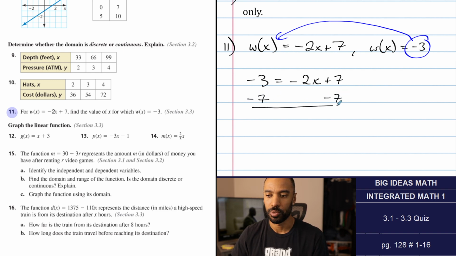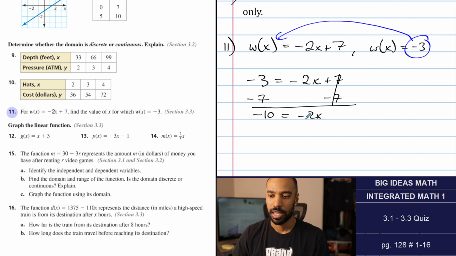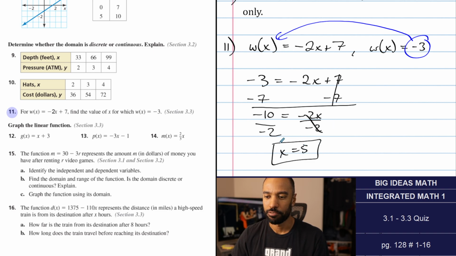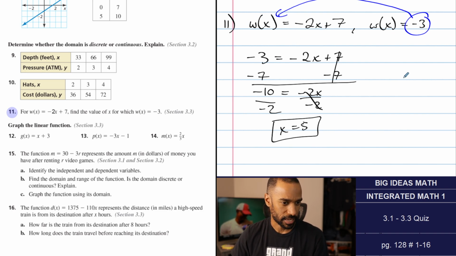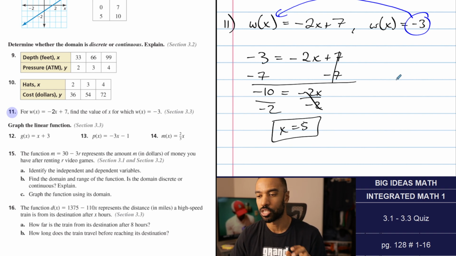This is something we've been doing since chapter 1, so I'm going to go pretty quickly on this portion. Negative 2x equals negative 10, and we divide by negative 2. Signs change. We get x equals 5. When I input 5 into my equation, I get negative 3 out. It says graph the linear function.